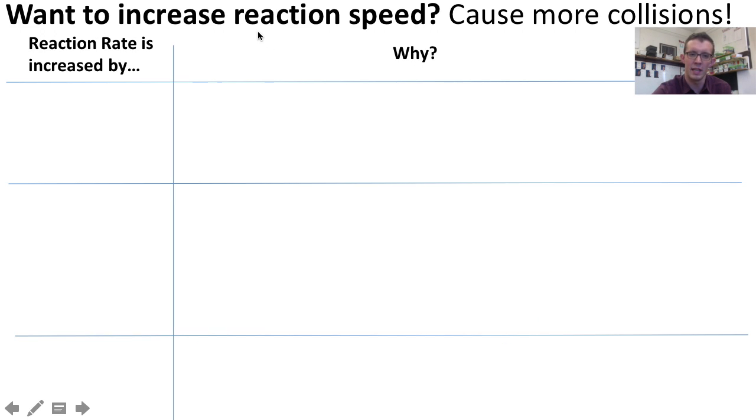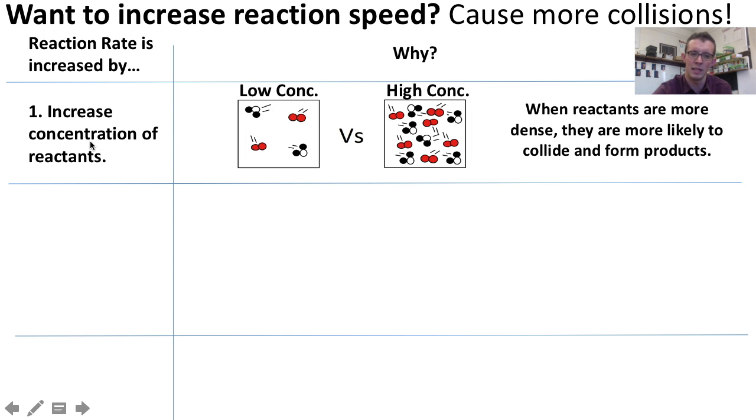So if the chemist wants to increase the rate of a reaction, they need to figure out ways to cause more collisions between reactant particles. One way of doing this is just increasing the concentration of reactants. You can see a low concentration of reactants here versus a high concentration. When these reactants are more dense, more highly concentrated, they're just more likely to collide into each other and form into the products.